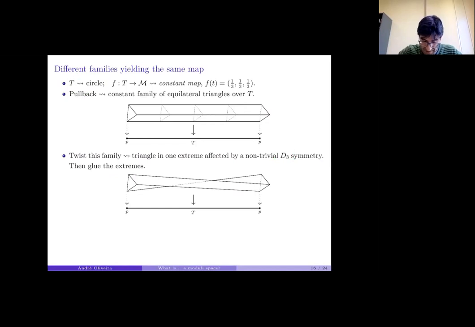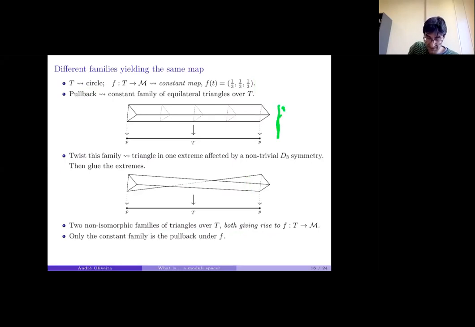I'm twisting this to obtain this. The important thing is that we end up in the same position as before, because we have to glue things, since we are on the circle. So it turns out that these two families are different families of triangles over the circle, which give rise to the same map, because the triangles are always the equilateral triangle, but the families are not the same. Two non-isomorphic families over T, both giving rise to the same map. That's why those procedures are not inverse to each other. Only this family is the pullback. This family here is not the pullback of anything.